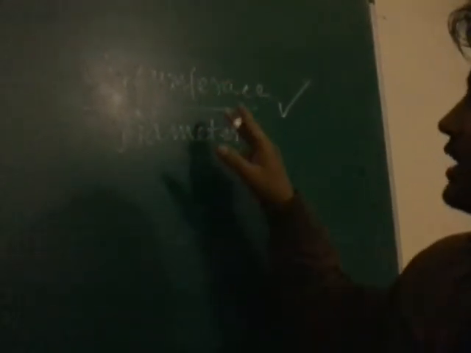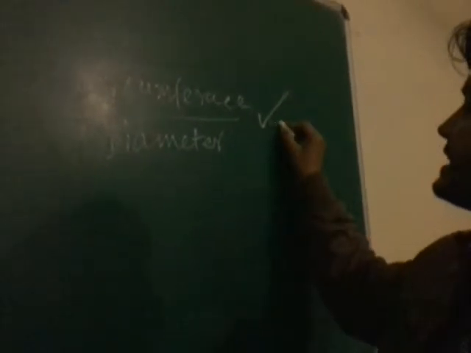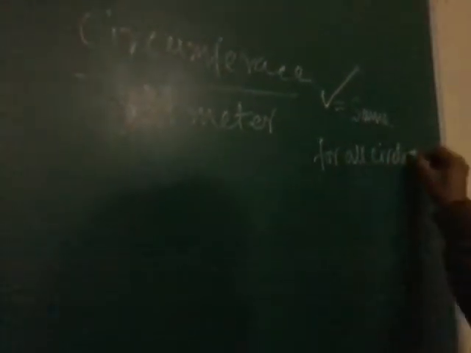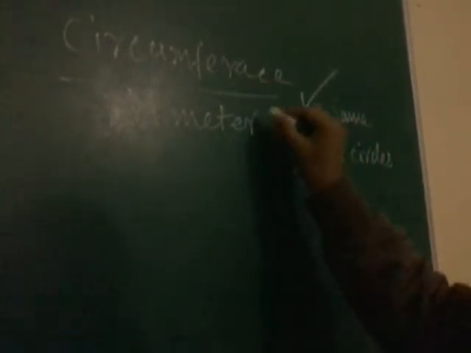Circumference by diameter is constant for all circles. This ratio is always the same for all circles, and this ratio is denoted by a number, the Greek letter pi.